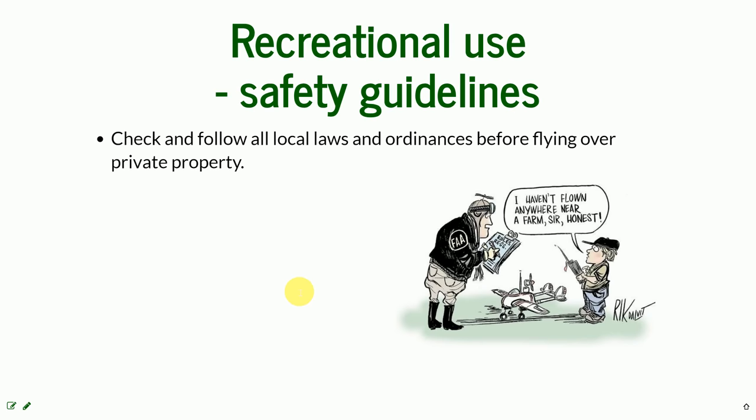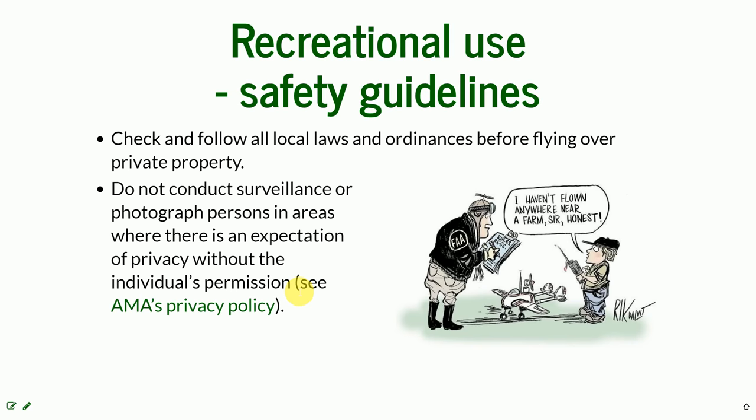But it is illegal to conduct surveillance or photograph persons in an area where an expectation of privacy exists without permission, and you can find more about that in the privacy policy that the AMA published. This is also pretty obvious. You do not want to harass people. You do not want to use the camera or the UAS in places where you would not go and see with your own eyes what is expected to be private.